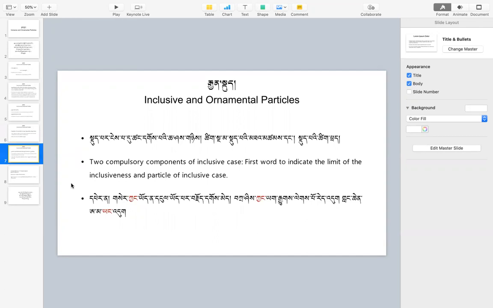Regarding the inclusive case, we must understand that it has only two compulsory components. The first one is to indicate the limit of the inclusiveness, and the second one is the particle of inclusive case. Here we're talking about only two compulsory components, because the third component, which is the last limit, is inferential, be it the last when we talk about something going in the positive, or the last in the case of going towards something negative. So that limit is something inferential. It is not written in the statement.